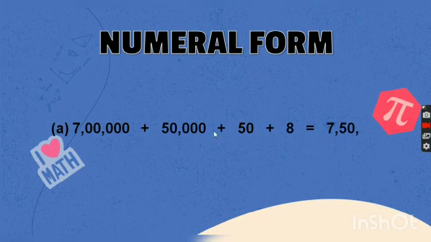Any hundreds? No, there are no hundreds. For that what should you do? Again you put 0 in the hundreds place. Then move on to the next, the tens place. How many tens are there? 5 tens.